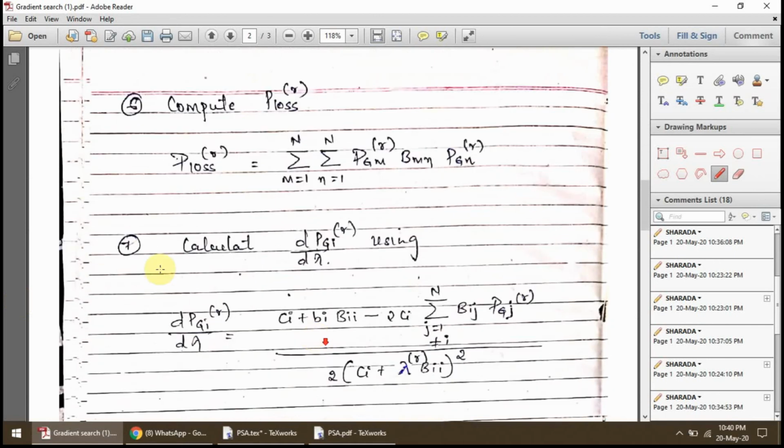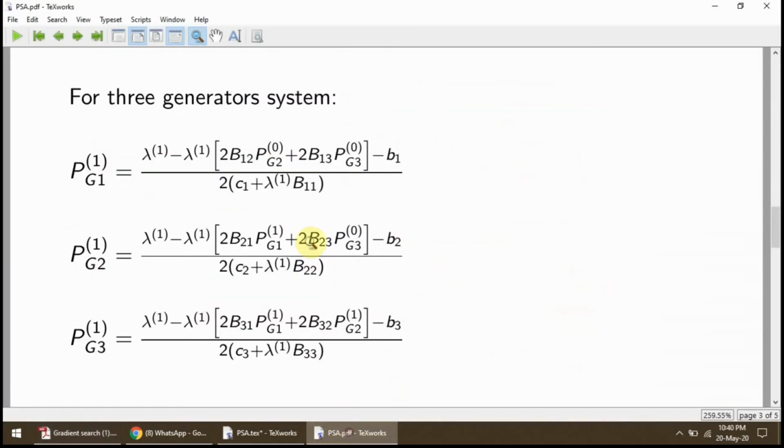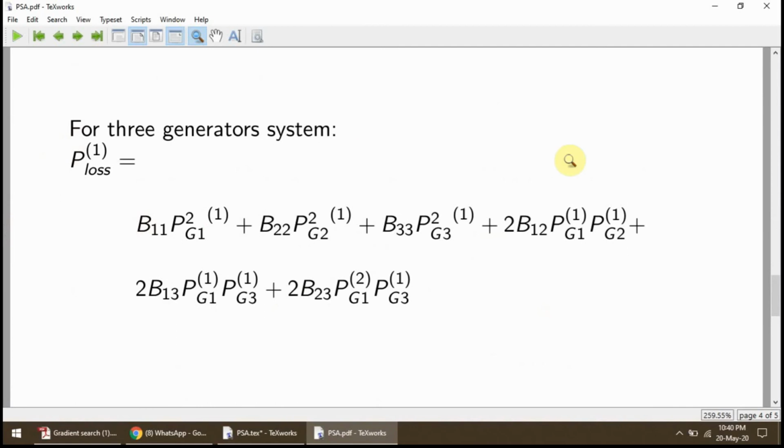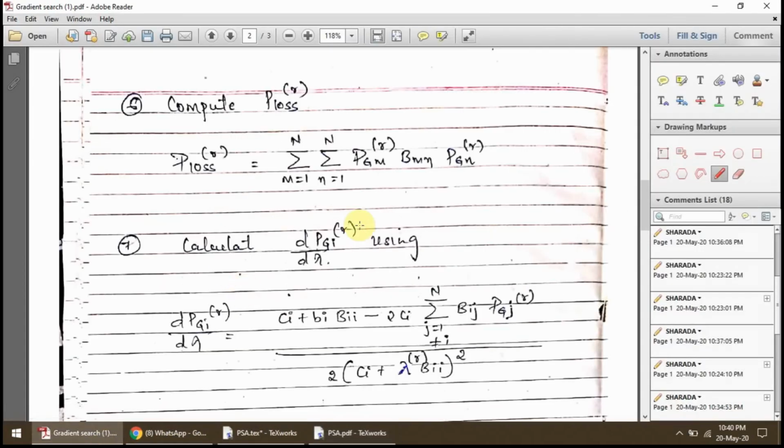So next we will calculate the P loss. The expression for P loss is somewhat like this. Okay, this is how the P loss for 3 generator system will be. So using this expression we will calculate the P loss value.